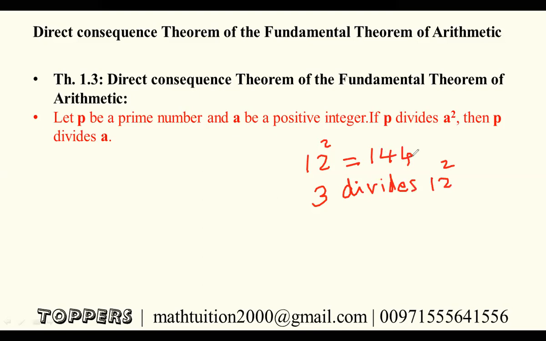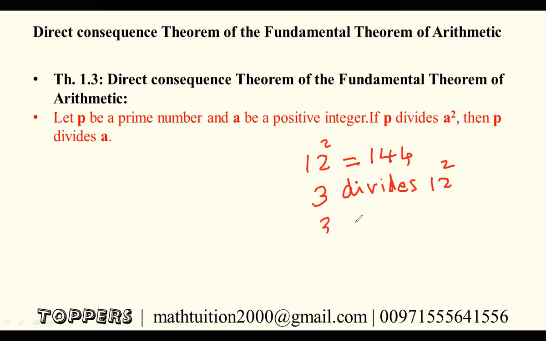1 plus 4 plus 4. Add all the digits. If it is divisible by 3, the number is divisible by 3. So 1 plus 4 is 5, 5 plus 4 is 9. So 9 is a multiple of 3. So 9 is divisible by 3, so 144 is divisible by 3. It means we can say that 3 divides 12 square.